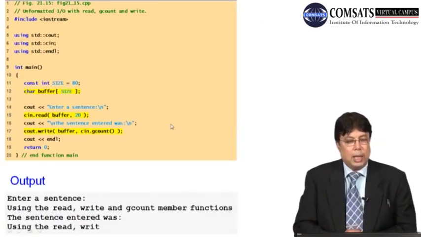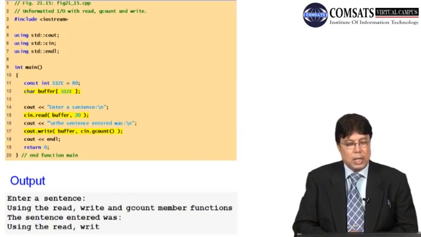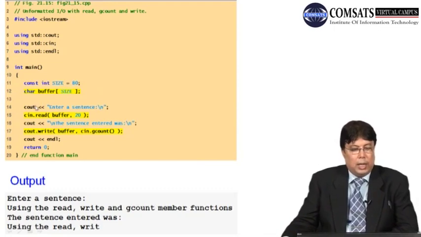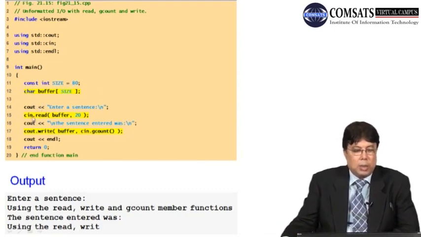So let's take an example here. We have just said that the system should read 80. It's a const size of 80. We have defined a buffer of 80 characters. Then, as in the last explanation, you can provide with dot read the number of bytes that you want to read in. So the number of bytes is 20. You can cout "Enter a sentence", and you set the system to read 20 bytes. And cout "The sentence entered was", then cout.write and cin.gcount.